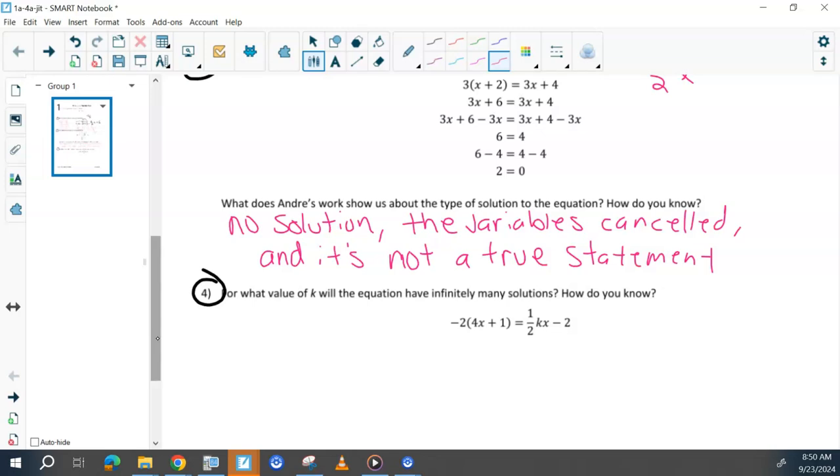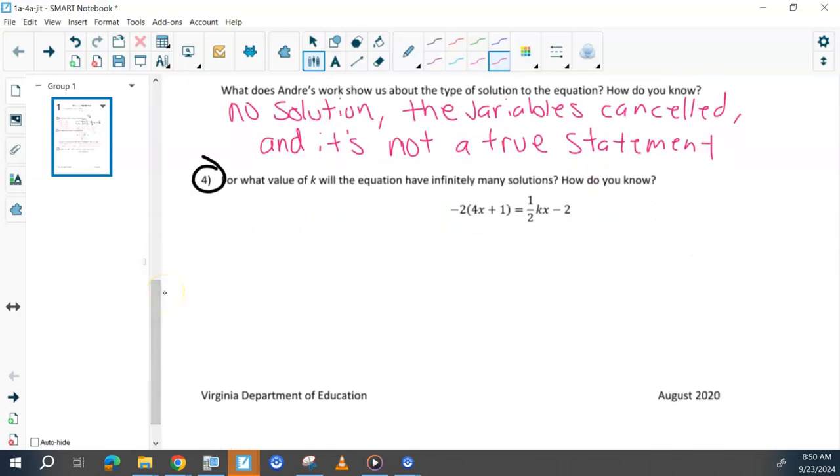Okay. Number 4 is a little different because it has 2 variables, and really using your previous knowledge of infinitely many solutions is going to help you solve this. So let's say I started to solve this for x by distributing the -2. Now, at this part, if this were an infinitely many solutions equation, these 2 sides would be identical. Right now, they're not. But the -2 is, so I'm no longer going to solve for x, and now I'm just going to solve for k.